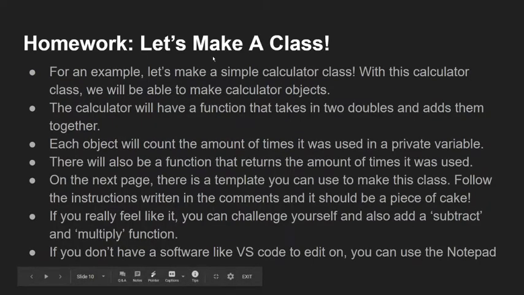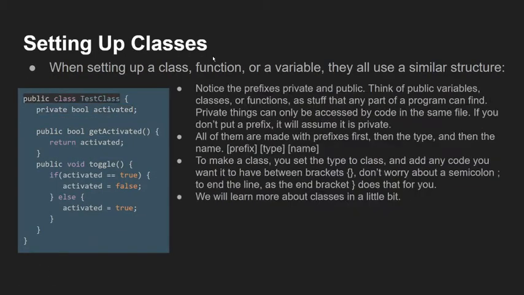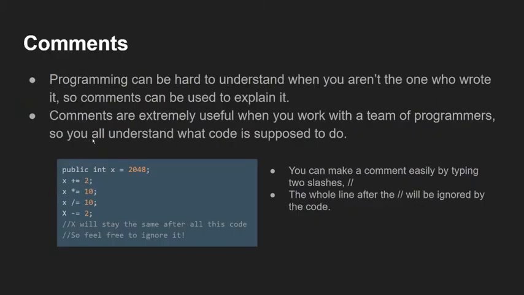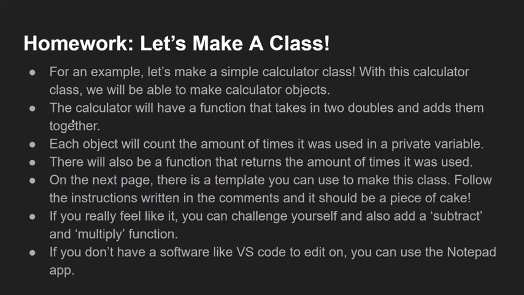Now, for homework, let's make a class. So, as we saw over here, this is a class, this one, test class, and we've got all this nice stuff in it. Now, we're going to make our own class. Let's make a calculator. With this calculator, we're going to be able to make some calculator objects, which we don't know much about, but that's what we're doing next class. So make sure you have this by the next training, and we're going to use it to make some objects.